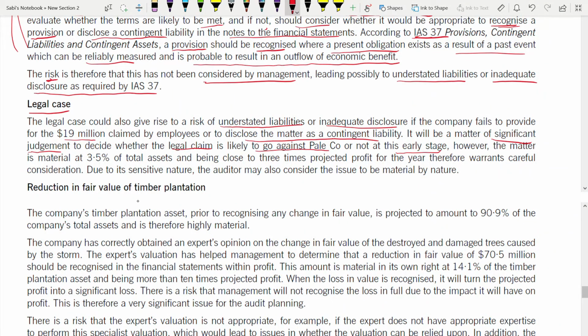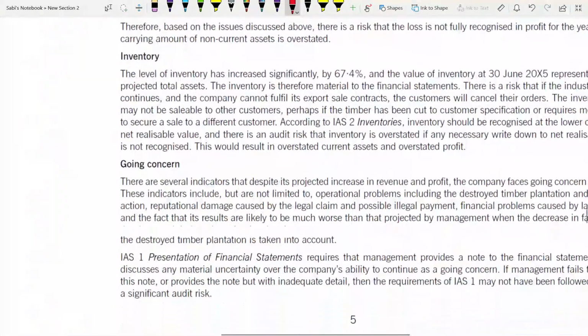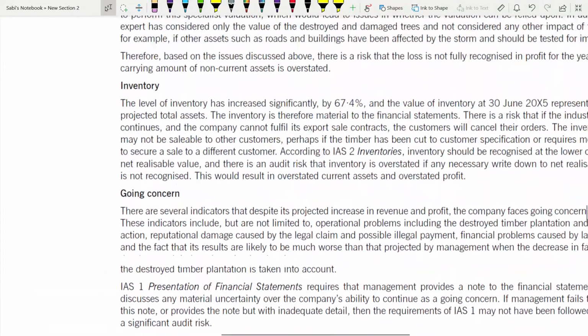However, the matter is material. Why? Because it is 3.5% of the total assets and close to 3 times the projected profit for the year. Therefore, it warrants careful consideration. Due to this sensitive nature, the auditor may also consider the issue to be material by nature. Coming to the next one, audit risk. So we have 1, 2, 3. We have 3 more before we go to part C.